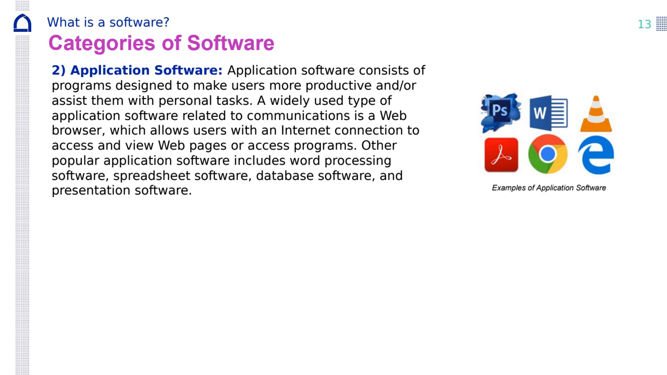The second category is application software. Application software consists of programs designed to make users more productive and to assist you with your personal tasks, such as internet browsers, Microsoft Office, okay? The red one is Adobe Reader. Here we have VM player, video player for videos. We have Internet Explorer now. The recent one is called Microsoft Edge. Okay.